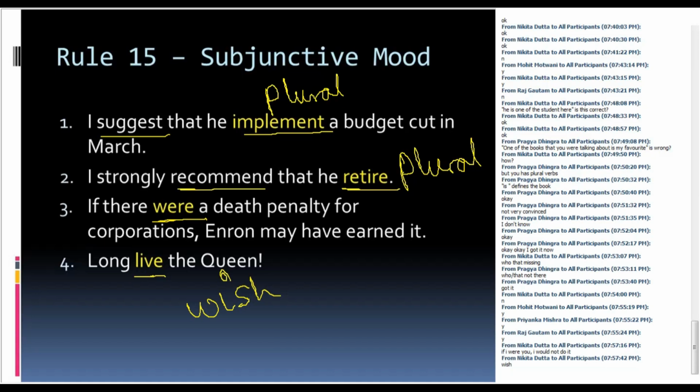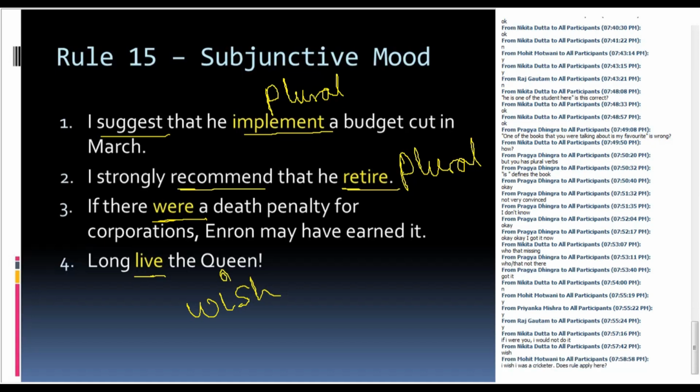Even though this is what the subjunctive mood rule states, I have seen in many books, they don't follow this rule. There are many authors who don't follow this rule. They actually say, if I was you. So many writers.